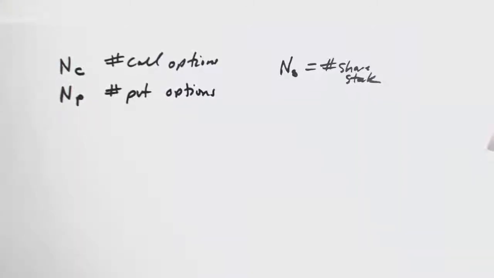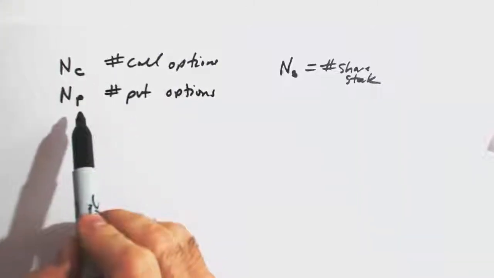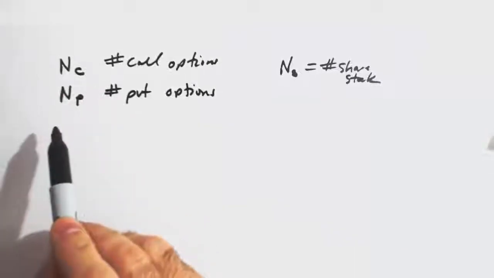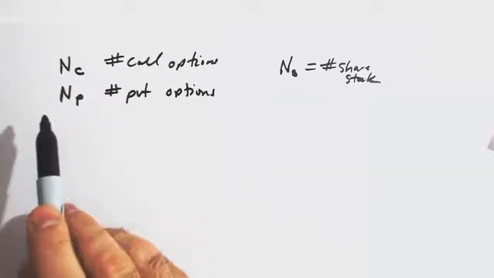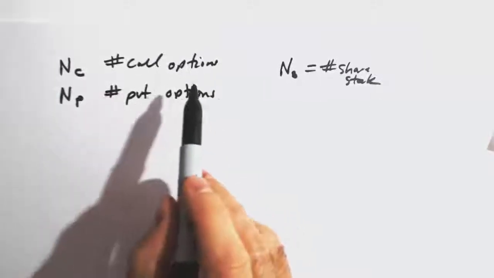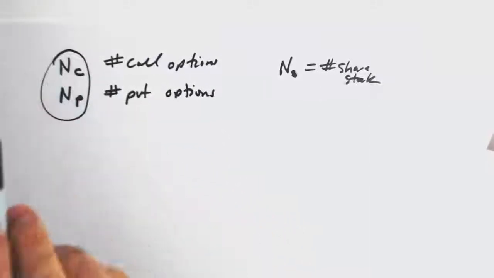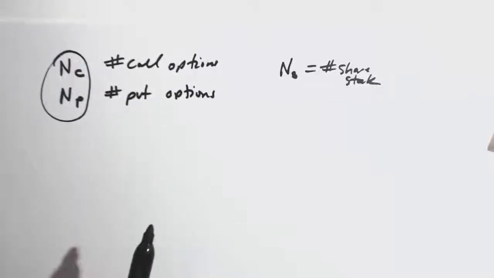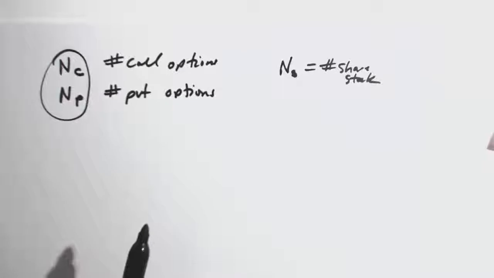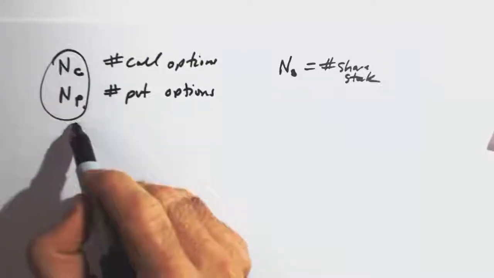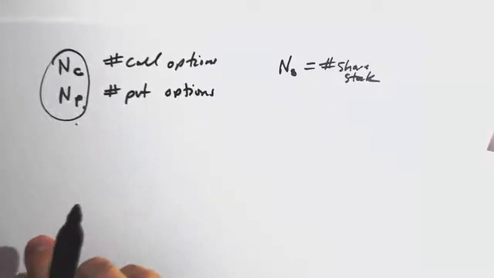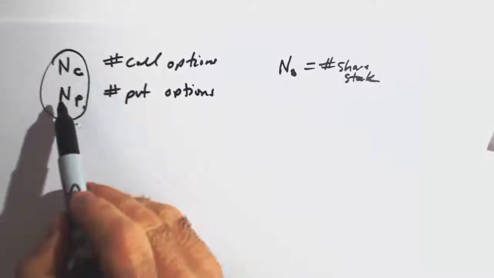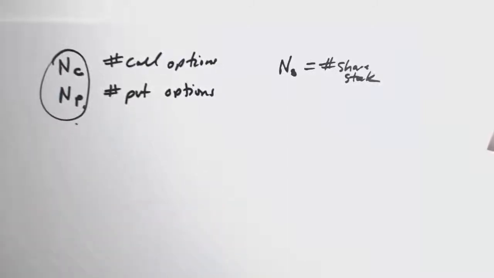Now, these numbers can be positive or negative depending on if we're going long or short. If we're going long, in other words, if you're buying a call or a put and you intend to hold it, those are going to be positive. If you're selling the calls or puts, these items are going to be negative. And obviously, if you don't have a position in anything, the number of calls and the number of puts are equal to zero.